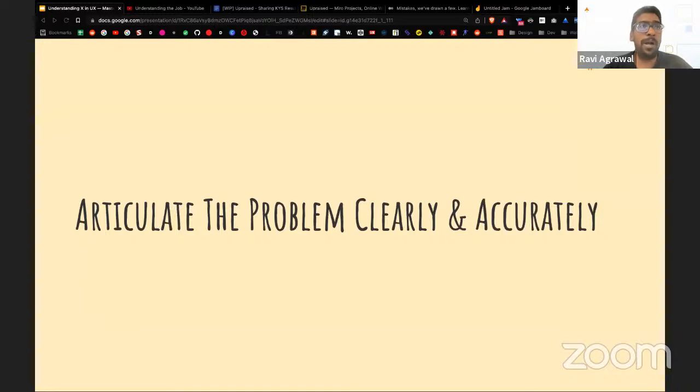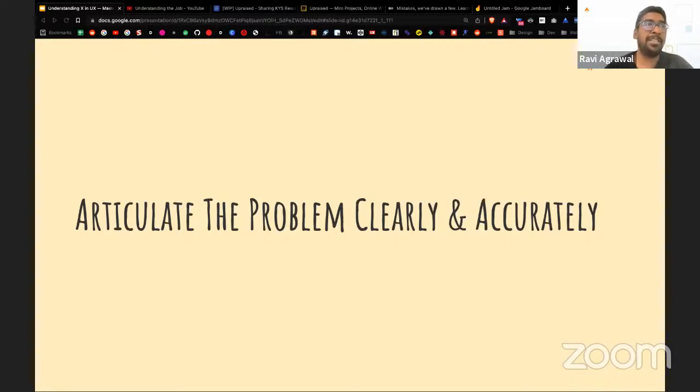It is very important to articulate the problem clearly and accurately, right? You must have come across, let's say, this example of two articulations of a similar problem statement: the lift is slow, or people hate waiting in the lift. Now, if the lift is slow is the problem statement you have articulated, you will probably spend a lot of engineering effort figuring out how to make the lift faster.